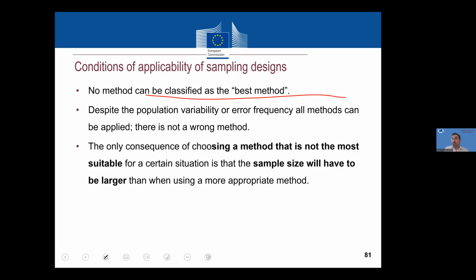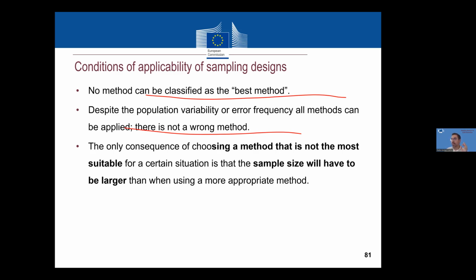That's why it's a good deal to always think a little bit about our populations, about our historical data, before taking a decision about what is the method that we want to use. A good thing to know is that there is also not such a thing as a wrong method. To be honest, whatever the population characteristics are, you can always apply any sampling method and they will all work.